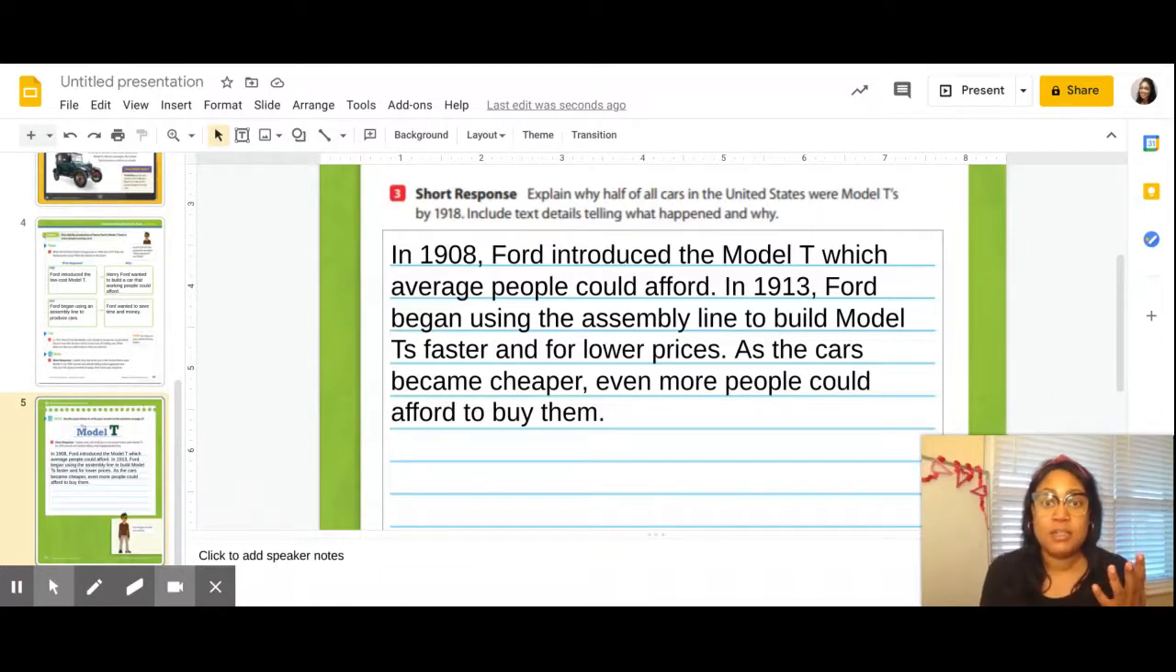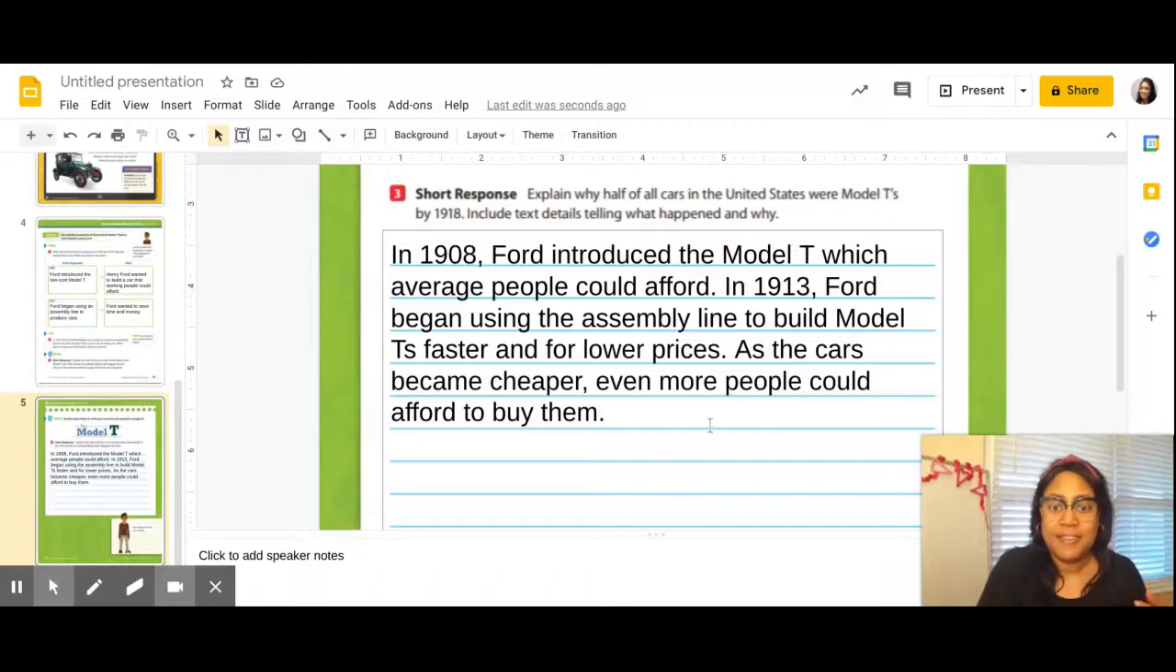So this response not only pulls information from the text, I've got clear dates that are cited from the text of important events that happened. So I know 1908 and 1913 are two dates that are mentioned along with 1918. So I went back to the text and I summarized what happened in 1908. I summarized what happened in 1913, and I answered the question of why most people had cars by 1918.